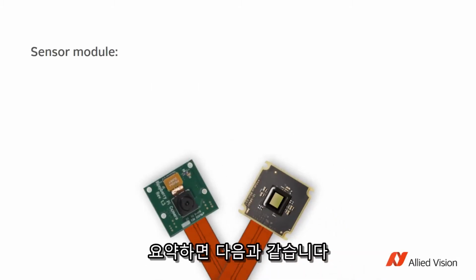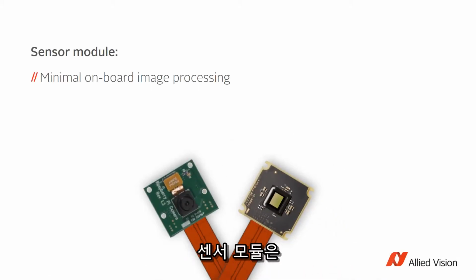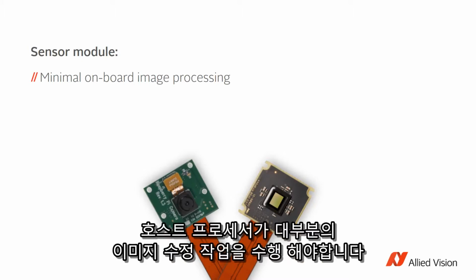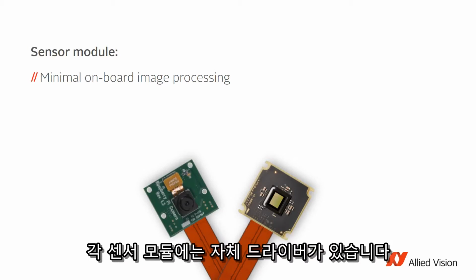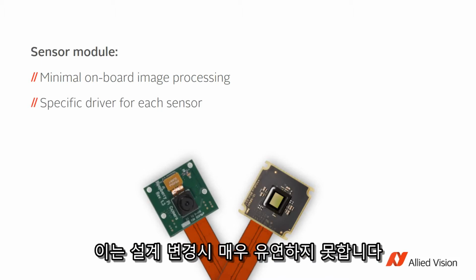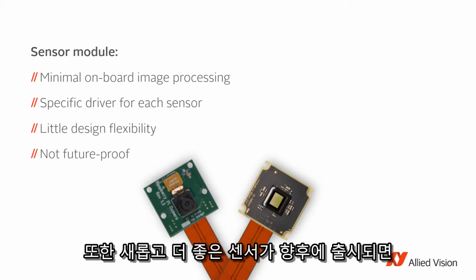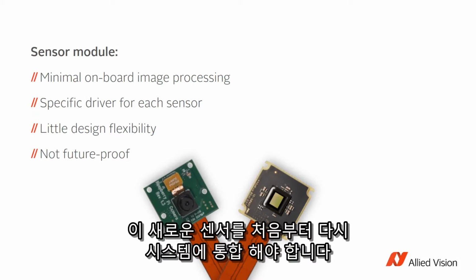So to summarize, a sensor module has extremely limited onboard image processing, which means your host processor needs to perform most of the image correction tasks. Each sensor module has its own driver, which makes it quite inflexible for design changes. Also, if new and better sensors become available in the future, you will have to integrate the new sensor from scratch.